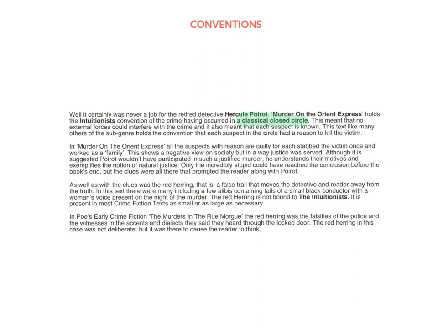This meant that no external forces could interfere with the crime, and it also meant that each suspect is known. It also helps establish the convention in this subgenre. Remember, refer to the intuitionists as a subgenre of crime fiction, that each suspect in the circle had a reason to kill the victim. Okay, two consequences or effects of that. Remember, there's no point in identifying techniques or tropes of a genre if you're then not going to push it into effects. So that lends a sense of claustrophobia, all right? Everyone is there, no one can escape.